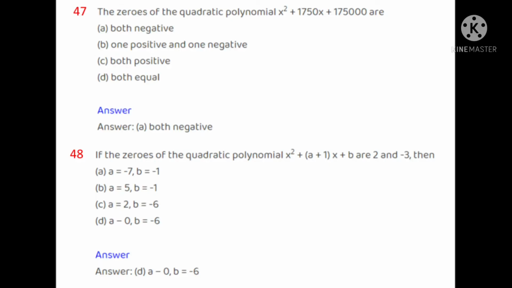Let us do question number 47. The zeros of the quadratic polynomial x squared + 1750x + 1,75,000 are. 4 options are given.